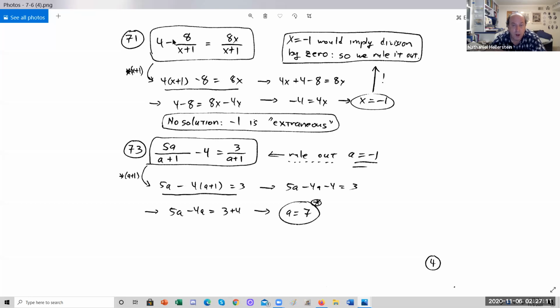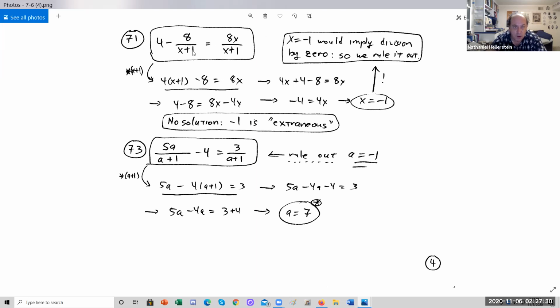Now here we have to watch out for what are called extraneous roots. 4 minus 8 over x plus 1 equals 8x over x plus 1. If we tried x equals negative 1, then we get division by 0. And that yields infinities, and infinity is not a normal number. We try to rule it out.